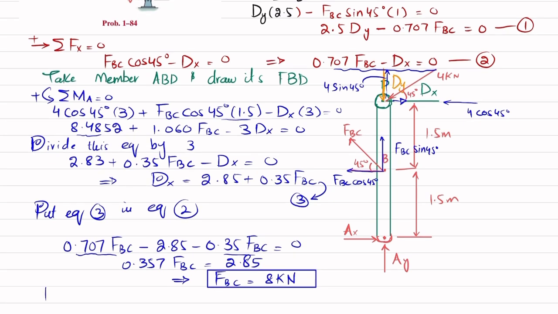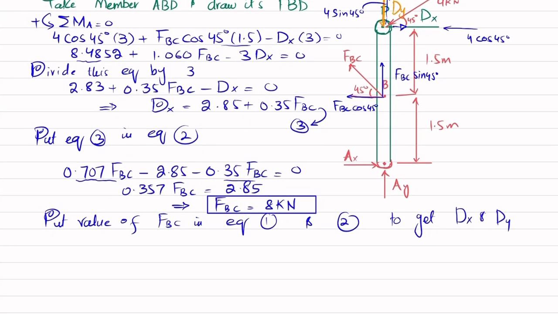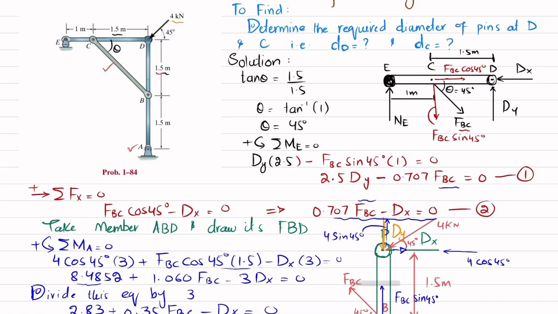So put the value of FBC in equation number 1 and 2, clear, to get dx and dy. You have to put the value of FBC over here and here, so you will get this dx and dy. So for FBC equal to 8 kilonewton in equation number 1. What is equation number 1? You can check it. Equation number 1 is this one. Clear?